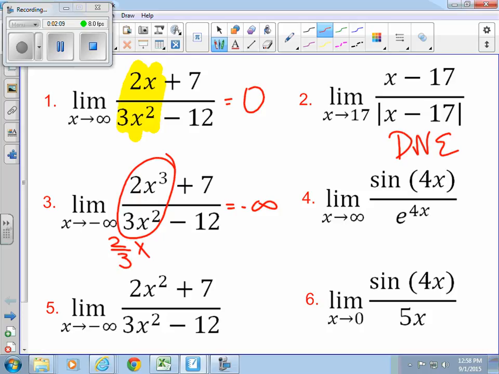Number 4. Sine of x is bounded between negative 1 and 1. I'm approaching infinity, so I'm trying to think of which one grows faster, right? E to the x grows faster than anything you know. E to the x is really fast, natural log is really slow. Most things fall somewhere between those two. But sine doesn't grow at all, right? It stays trapped between the two.